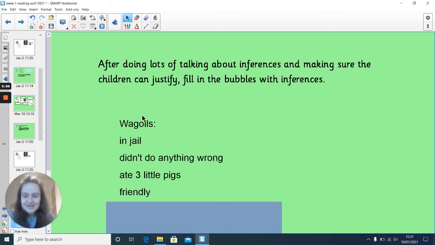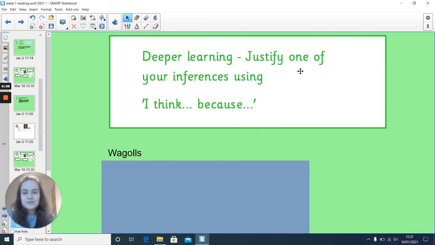So for the last part of the lesson, I would like you to try and fill in those bubbles with inferences you have made, things it doesn't say in the text but you think are probably true, and you've got a good reason for thinking that too. If you'd like to do the deeper learning, you could justify one of your inferences using "I think because." So you can write me a whole sentence that says, "I think something because something."